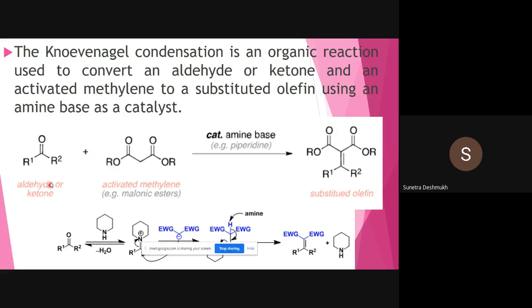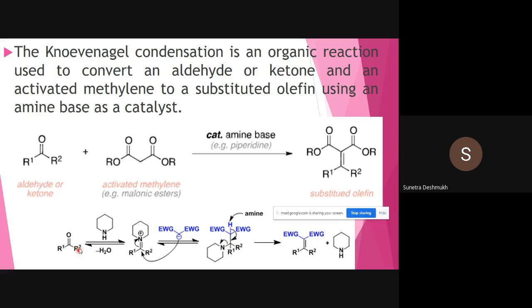So we have to react an aldehyde or ketone with an activated methylene compound, any type of compound. So here we have taken malonic ester. The activated methylene group is the two hydrogens we have here, which are highly acidic due to the presence of two carbonyl groups, and we have to do the condensation catalyzed by a base like piperidine. Okay, so we can generate a carbon-carbon double bond at the site of the active methylene group. So we get the substituted olefin.